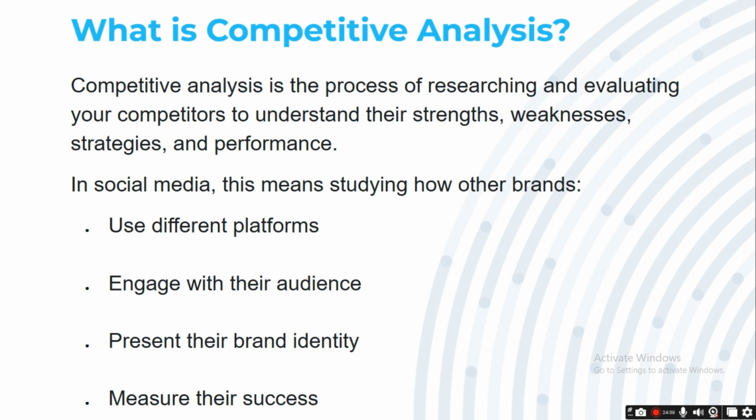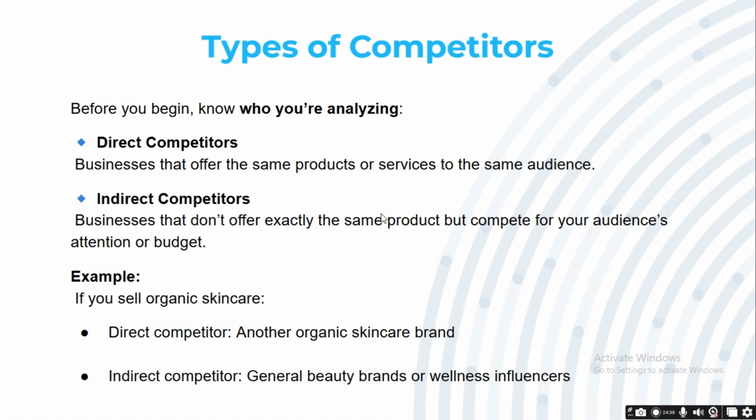In social media, this means studying how other brands use different platforms, engage with their audience, present their brand identity, measure their success. Types of competitors. Before you begin, know who you're analyzing. Direct competitors: businesses that offer the same products or services to the same audience. Indirect competitors: businesses that don't offer exactly the same product but compete for your audience's attention or budget.